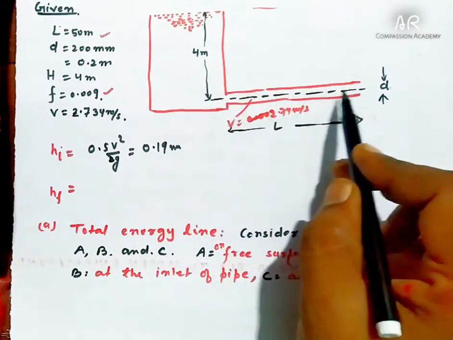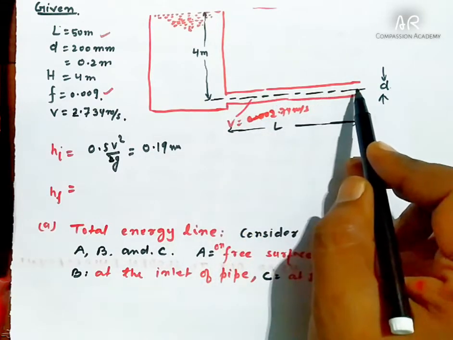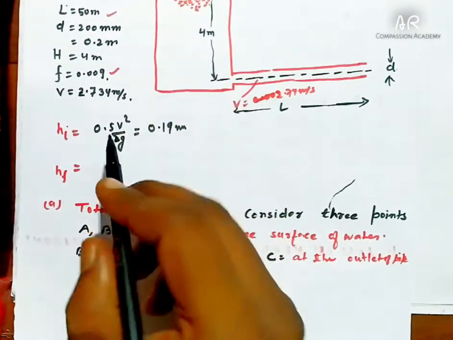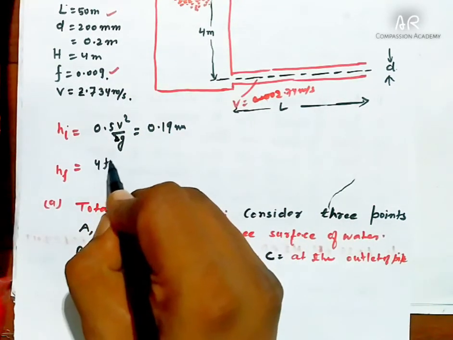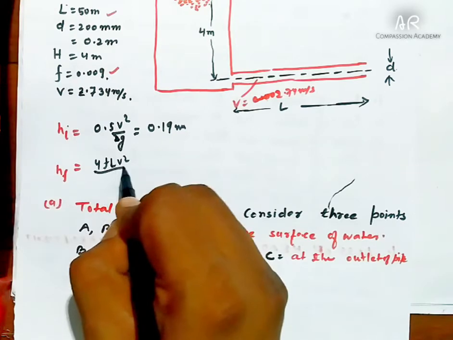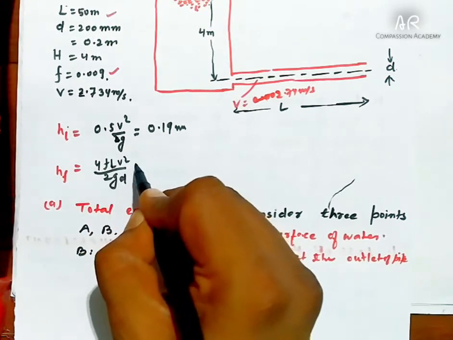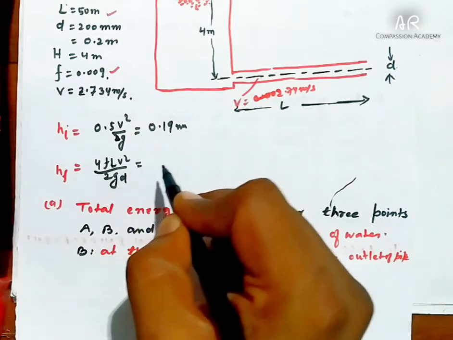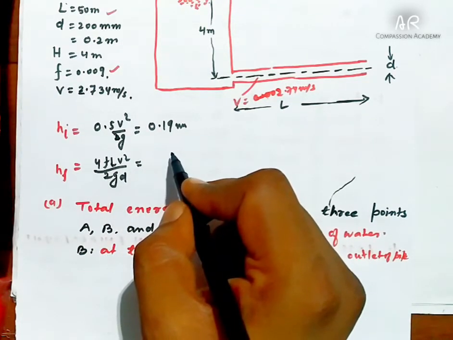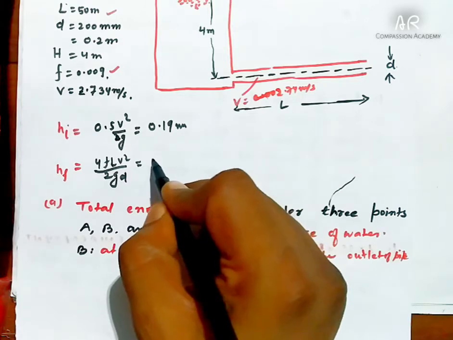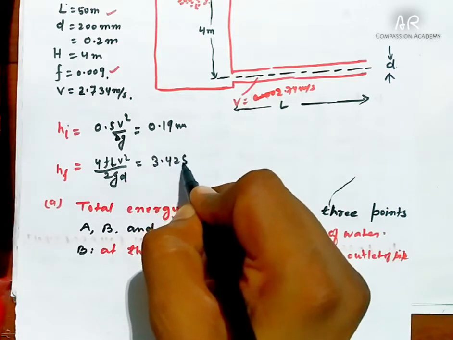Similarly, when the liquid enters the pipe at the inlet and flows through this pipe, there is a frictional loss, and that loss is called major loss. So what will be the value of major loss? That is 4 f L V square by 2 g d. If we put all these values in this equation, we get 4 f L V square by 2 g d as 3.428 meter.